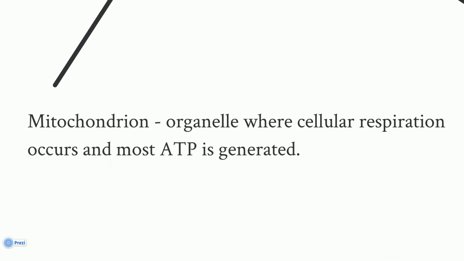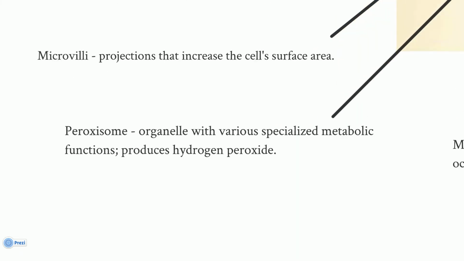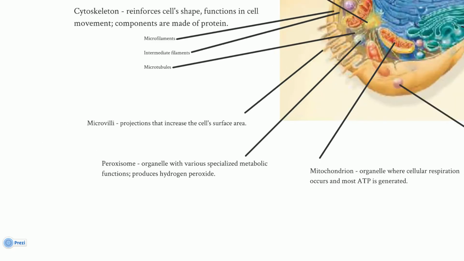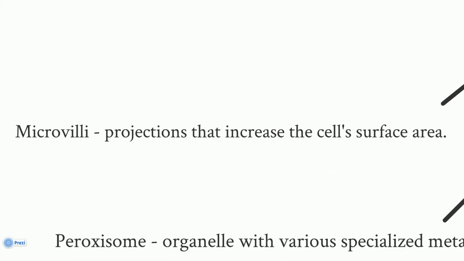The mitochondrion is the organelle where cellular respiration occurs and most ATP is generated, also known as the powerhouse of the cell because it creates the energy for the cell. And the peroxisome is the organelle with various specialized metabolic functions, and the peroxisome also produces hydrogen peroxide for the cell. The microvilli are the projections that increase the cell's surface area.